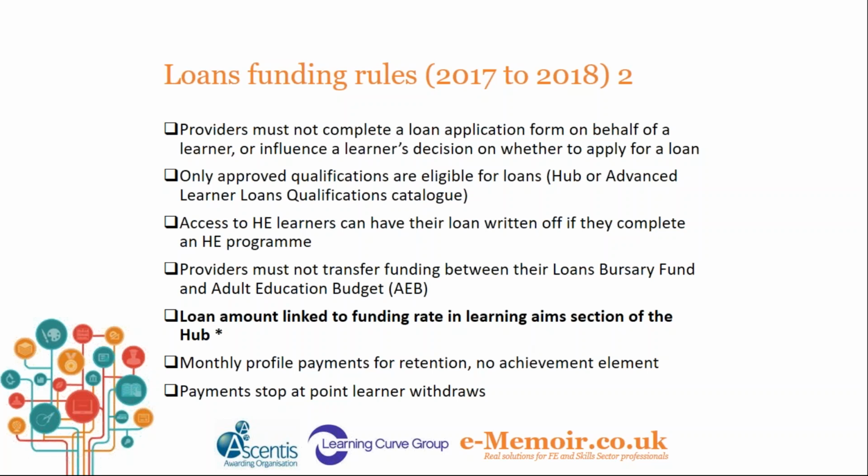If a learner withdraws, and let's assume this isn't a break in learning, if it's a withdrawal, they no longer want to complete the program, then obviously payments stop at that point, and that's done through the reconciliation process. So just be aware that your funding from the Student Loans Company depends very much on how successful you are at retaining that learner. And that's part of your marketing strategy to retain them, part of the way in which you deliver the program, and something which inspectors will also be looking at in terms of retention and success and achievement.